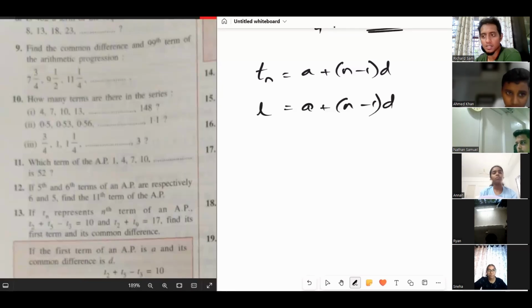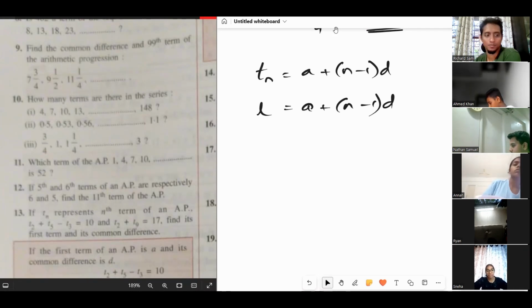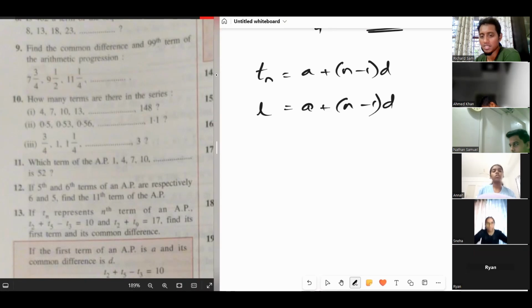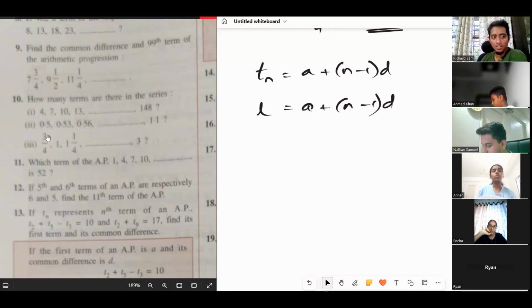That means there are 20 terms, so the n value will be 20. So the same formula is modified as L is equal to a plus n minus 1 into d. If we take L in place of Tn, then n is the number of terms. So n will not change. n will be 20 only at all times if L is the last term. If we take the last term as L, then n means not any term, but the number of terms.